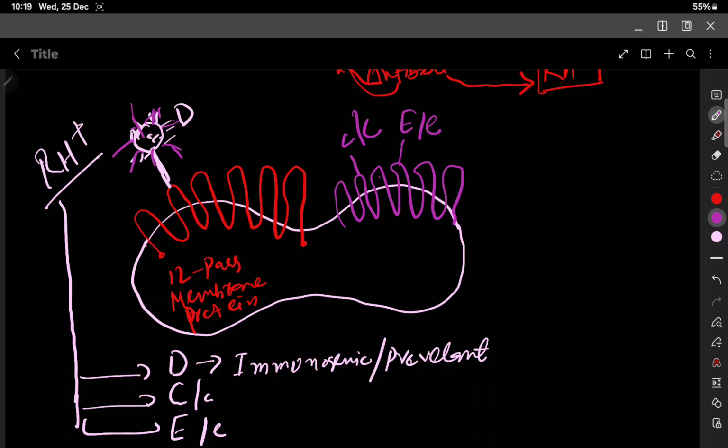So Rh positive persons, we can call them D positive persons also, because actually the Rh positive persons contain the antigen which is called the D antigen. So they have the presence of D antigen in their blood. Rh negative persons will not have D antigen in their blood.